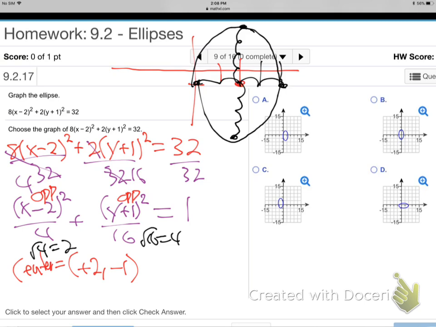Yep, got to be A, doesn't it? A it is. Even though they shrunk it way down with a big axis system. Same answer, huh? Are we good with that? So what's the first thing you got to get is a 1. It's all about getting a 1 on the right side. And then opposite, opposite for the center. Then square root the x, square root the y, right, left, up, down.